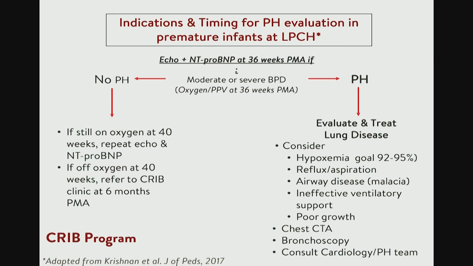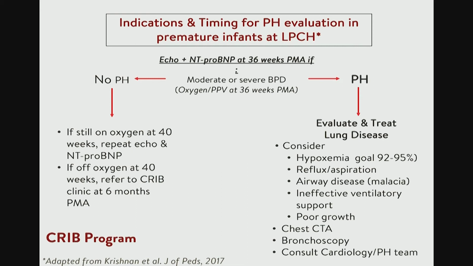Here at Stanford, we've applied these recommendations through our CRIB program, which Dr. Moss alluded to, our multidisciplinary approach between neonatology, cardiology, and pulmonary. And based on these guidelines, we screen infants at 36 weeks of age who meet criteria for moderate or severe BPD with an echo and NT-proBNP. On the left, if infants don't meet initial criteria for pH but are still on oxygen at 40 weeks, we repeat those screening interventions. And if they're off oxygen at 40 weeks, we continue to follow them outpatient at 6 months, again screening for late pH in this group.